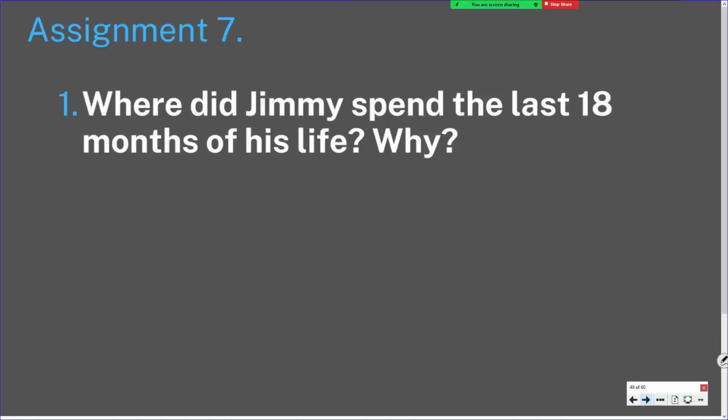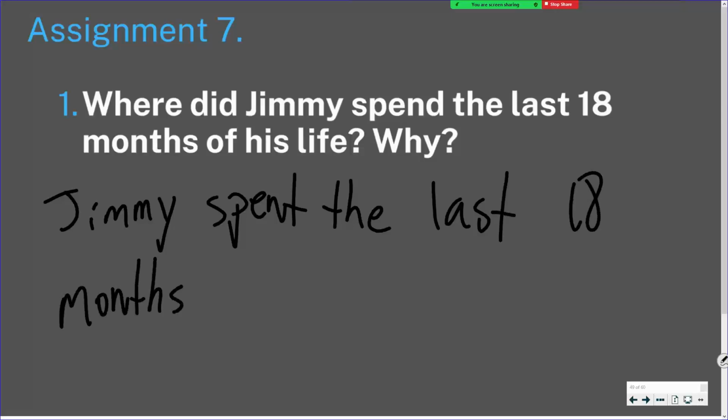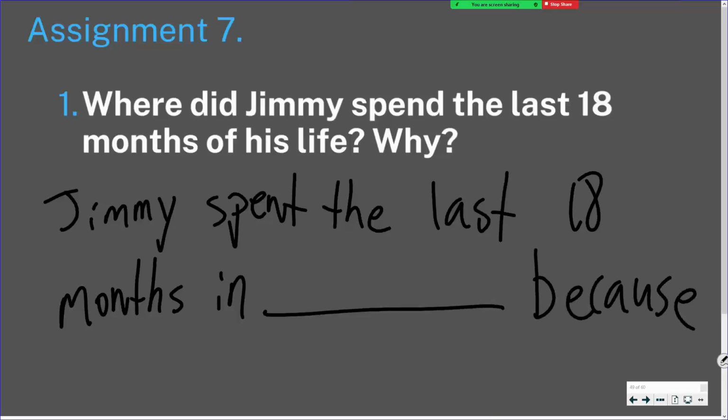So with our last couple of minutes here, let's look at assignment 7. If the assignment poses the following question to you: where did Jimmy spend the last 18 months of his life and why? Remember, this is a 2-part question. You don't just simply tell me where he spent his last 18 months. You have to tell me why he went there. So when we restate that, we're going to say Jimmy spent the last 18 months in blank because he... So I've restated the question.